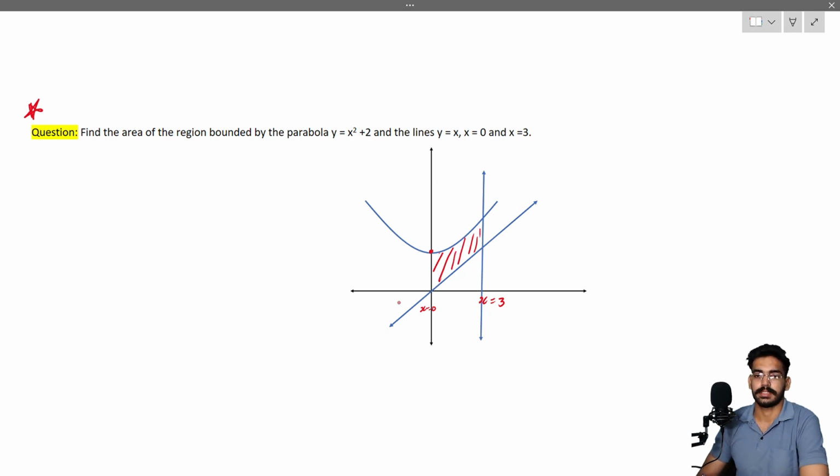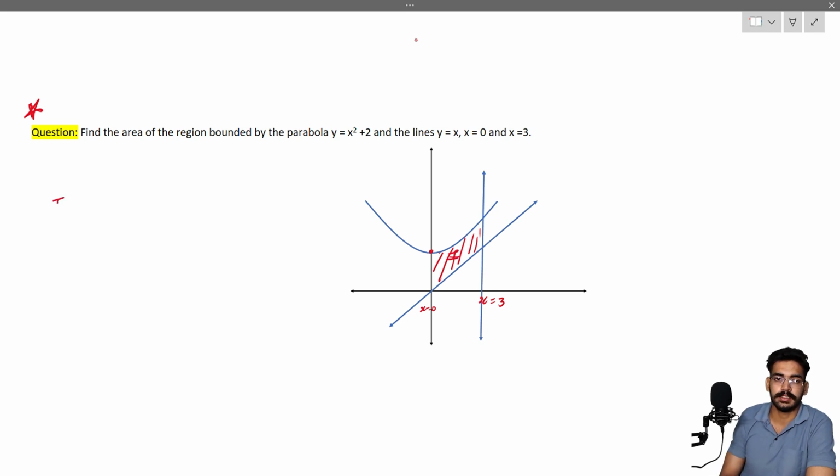This red shaded area he wants to find out. Now how to solve this? If you see clearly here, from y equal to x square plus 2, I can point out this area, call it I. If you find the area from 0 to 3 of x square plus 2 dx, what is this? It is from this curve till the x-axis, right?